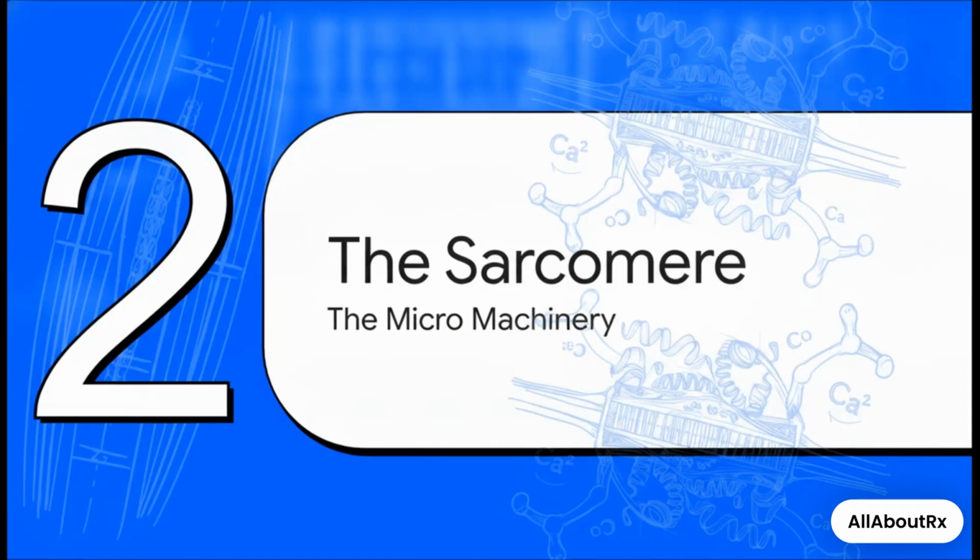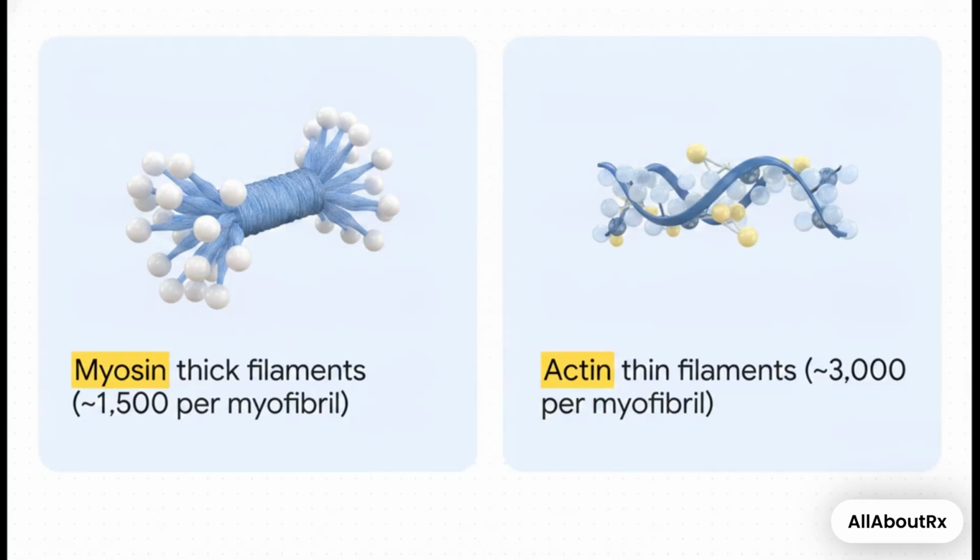Moving on to Part 2, the molecular sarcomere, the micromachinery. Zooming in even tighter on those myofibrils, we hit the microscopic machinery of movement. The basic repeating contractile unit here is the sarcomere, which spans about 2 micrometers between successive Z-discs when relaxed. And the structural stars of the show? 2 key proteins. You have the thick filaments made of myosin, about 1,500 of them per myofibril, with tiny projecting cross bridges. Then you have the thin filaments made of actin, around 3,000 per myofibril.